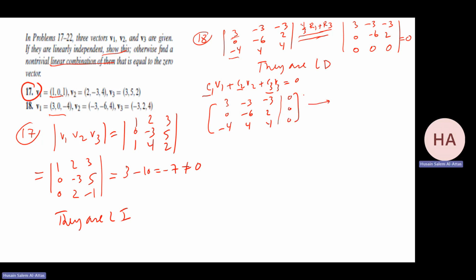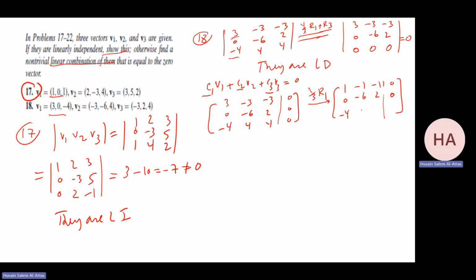3, 0, -4, -3, -6, 4, -3, 2, 4, 0, 0, 0. So I multiply the last one by -1/4. No, do the same idea. Yeah, that will do it. Yeah, divide the first one by 1/3. 1, -1, -1, 0, 0, -6, 2, 0.